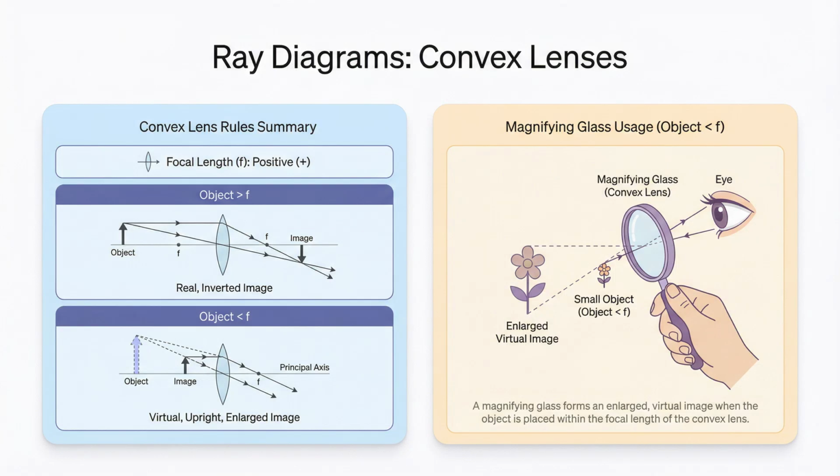When we draw ray diagrams for convex lenses, there are some hard rules. First, the focal length is always considered positive. If your object is far away, the image is real and upside down. But, and here's the cool part, if you bring the object really close inside the focal point, the image becomes right side up and huge. That's exactly how a magnifying glass works.